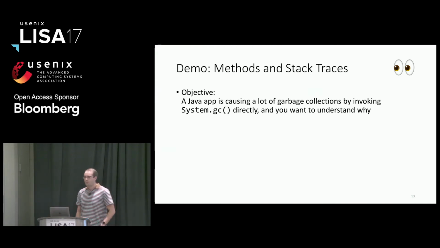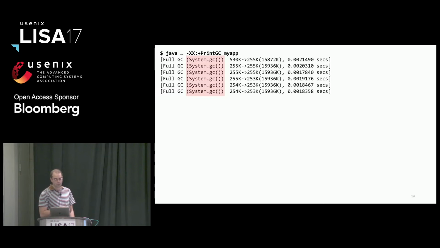So in this example, we will have a Java app that's causing lots of garbage collections by calling system GC directly, and we want to figure out where it's happening. Again, in a large code base, it could be tricky figuring out where that event is coming from. So first, here's what the symptoms look like.